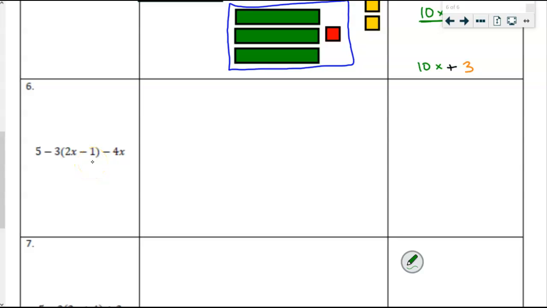Number 6. This one's a challenging one. I'm going to give you some hints. Did you figure it out, Kaden? CJ, got it?